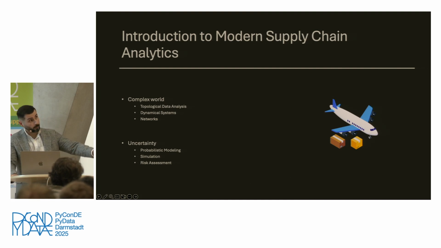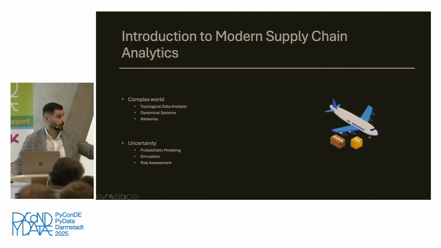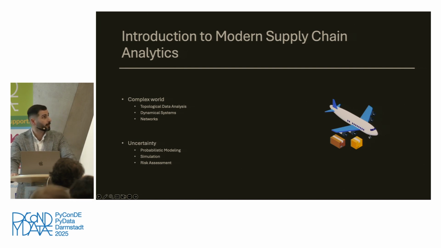There are a few tools I've mentioned here. We will go through these ones. I mentioned them here as small bullet points because I want you to have that in mind. Topological data analysis. You'll ask questions probably. Dynamical systems, networks. For uncertainty, we have probabilistic modeling, simulation, risk assessment. Why I mentioned these ones is because the library itself has probably some unique approaches to supply chain.